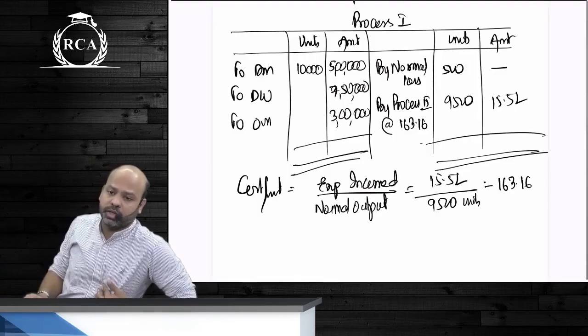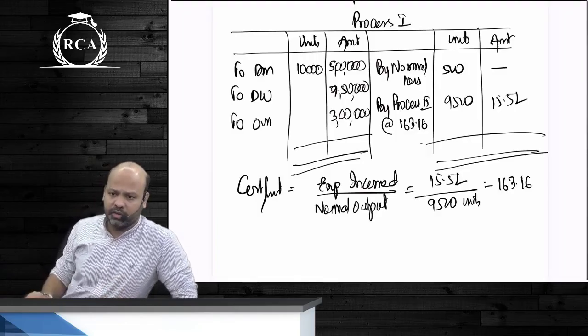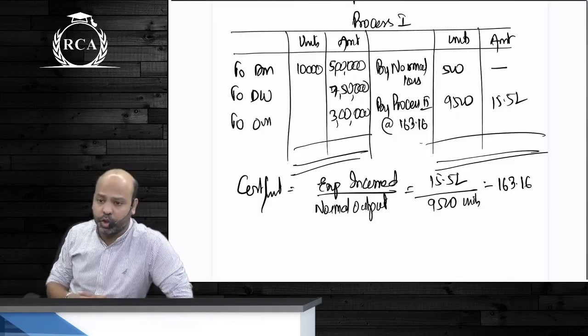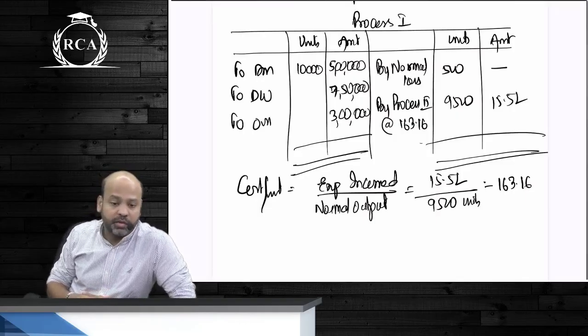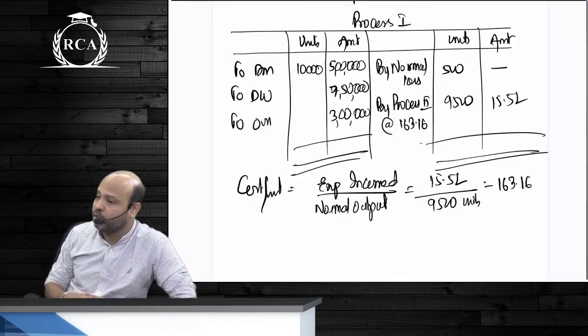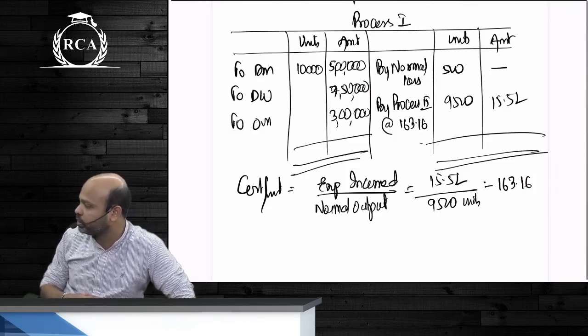Yes or no, guys? So if there is normal loss, what will you do? Normal loss should be adjusted to the cost of remaining good units. Normal loss cannot be given any share of expenditure, guys. That is why you write normal loss in the units column, but you do not write anything in the amount column. Is that clear, guys?